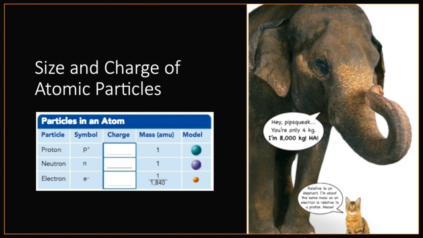So that tells you that protons are way bigger than electrons. In fact, it takes 1,840 electrons to equal the mass of a single proton. That becomes important when we talk about atomic mass. So just remember that.